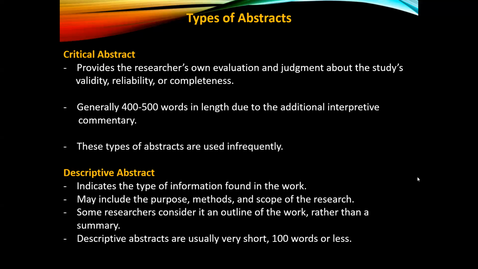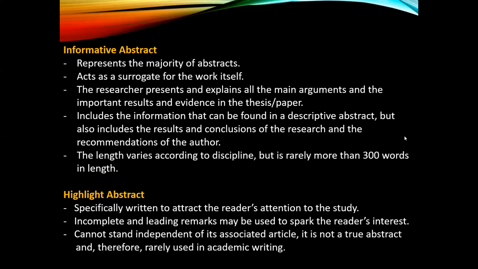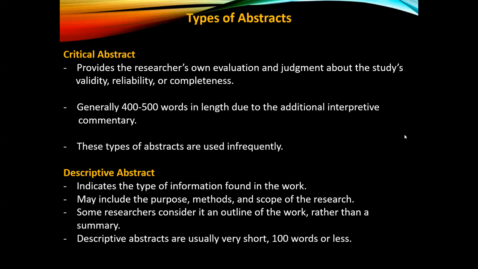There are different types of abstract, four types mainly: the critical abstract, descriptive abstract, informative abstract, and the highlight abstract. The critical one is not a frequently used one. It provides the researcher's own evaluation and judgment. So it's a kind of critical appraisal by the author of the topic, where they want to put their main opinion and critically assess this part of the work in terms of abstract writing.